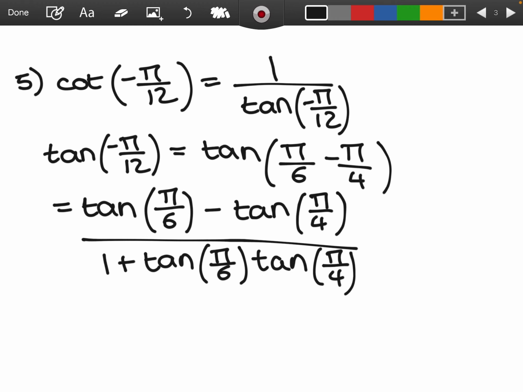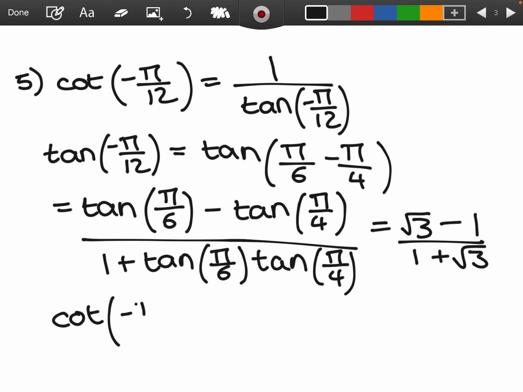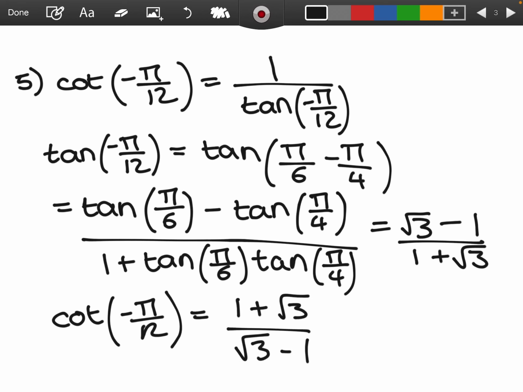Now, if you don't have a calculator in front of you, all you have to do to figure out tan of each of the angles is just to do sine of the angle divided by cosine of the angle. If you do that the whole way along, and I know that can be kind of tedious, especially if you don't have a calculator, once you've done all of that, you should end up with the square root of 3 minus 1 over 1 plus the square root of 3. So the reciprocal of that would be cotangent of negative pi over 12. So the cotangent of negative pi over 12 is going to be 1 plus square root of 3 over the square root of 3 minus 1.